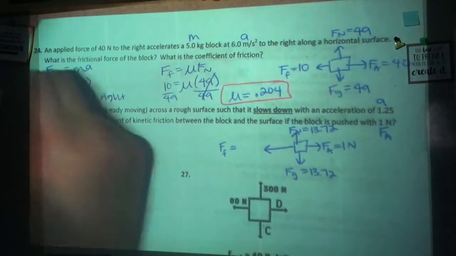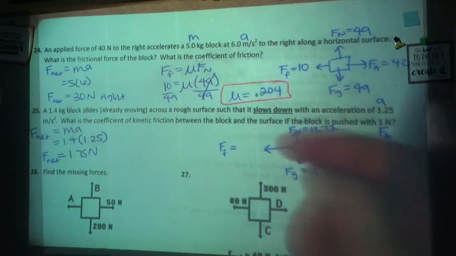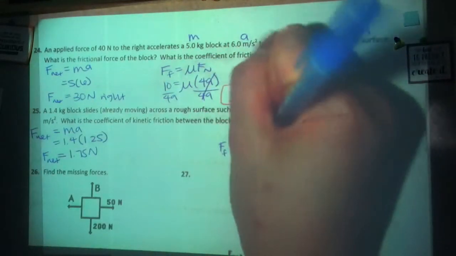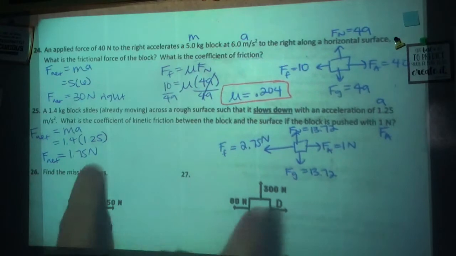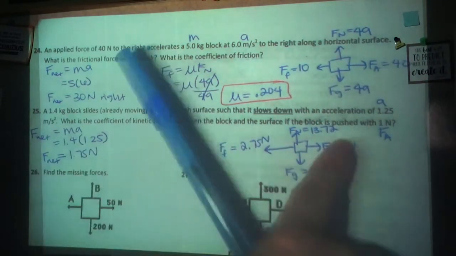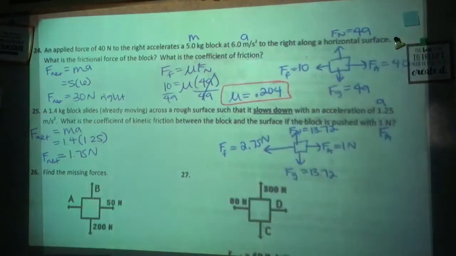And then the key here is that my friction force is bigger because it's slowing down, so this actually has to be 2.75. And there was also no other way that I could have gotten this force. If my net force is bigger than the applied force, that means the friction must have been bigger.